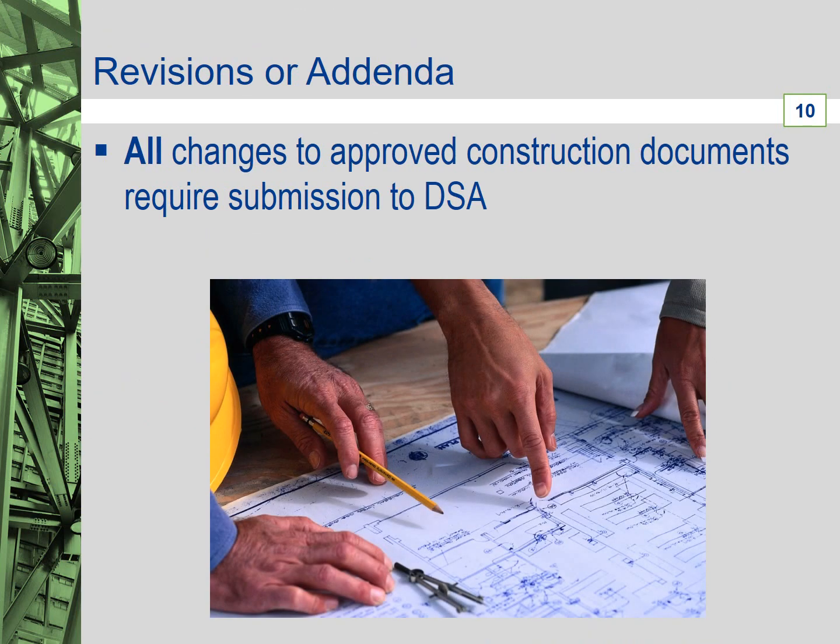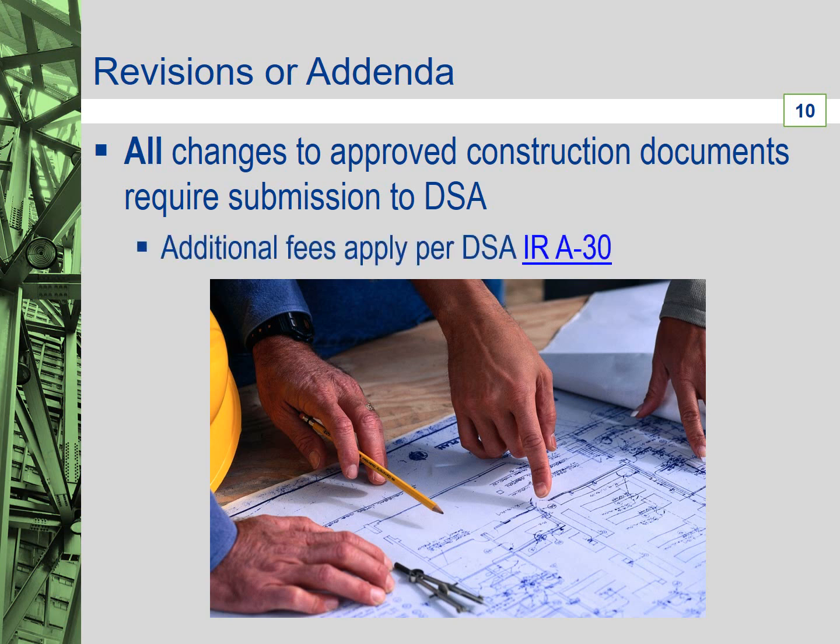Currently, any changes, even those beyond structural, fire and life safety, and accessibility portions of the work made to DSA approved construction documents are required to be submitted to DSA for review and approval if the changes are made prior to letting a construction contract. Additional fees apply to cover the costs of reviewing these changes. Hourly fee rates for DSA reviews are provided in DSA Interpretations of Regulations A-30.